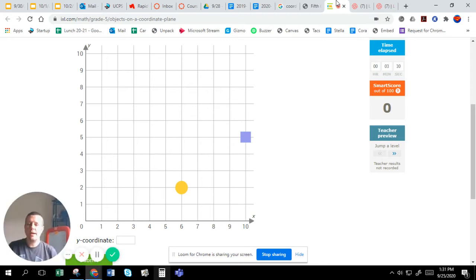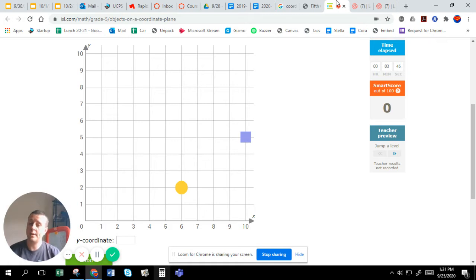All right, guys, let's go ahead and take a look. You're working with coordinate grids again today. So far with coordinate grids, we've done a few things. The first thing we did was just identify basic points. So my yellow one right here, that would have been at the ordered pair 6, 2.